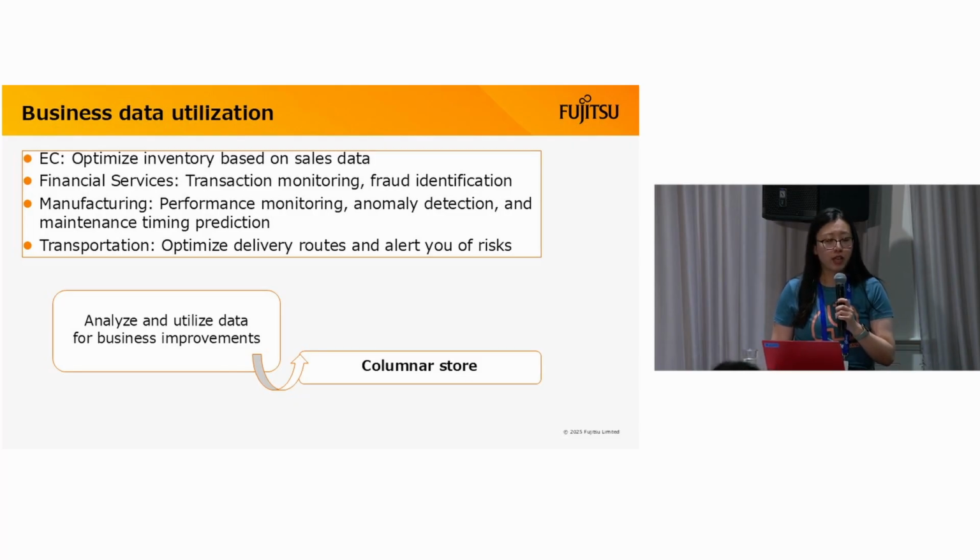In the transportation industry, information such as location can be obtained periodically to optimize delivery routes and use road conditions to warn of delivery risks. A high search performance feature such as the columnar store is generally required to utilize business data for information analysis.